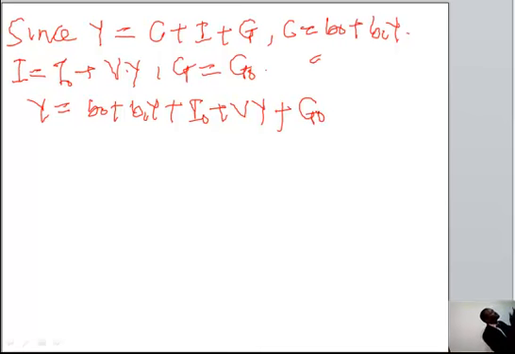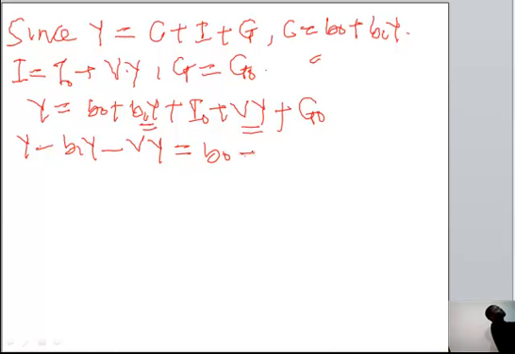In this case, let's try to collect like terms. We have Y here, we have Y here. So Y minus B1Y minus VY is equal to, we have B0 plus I naught plus G naught.